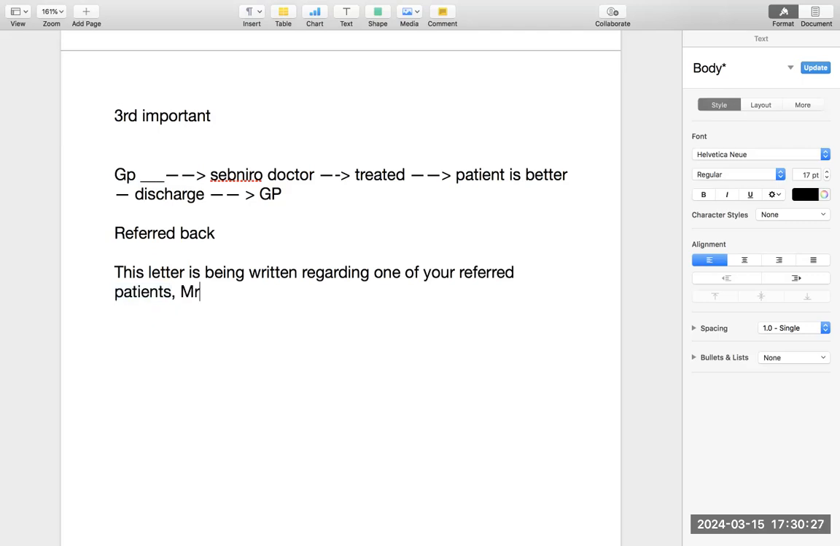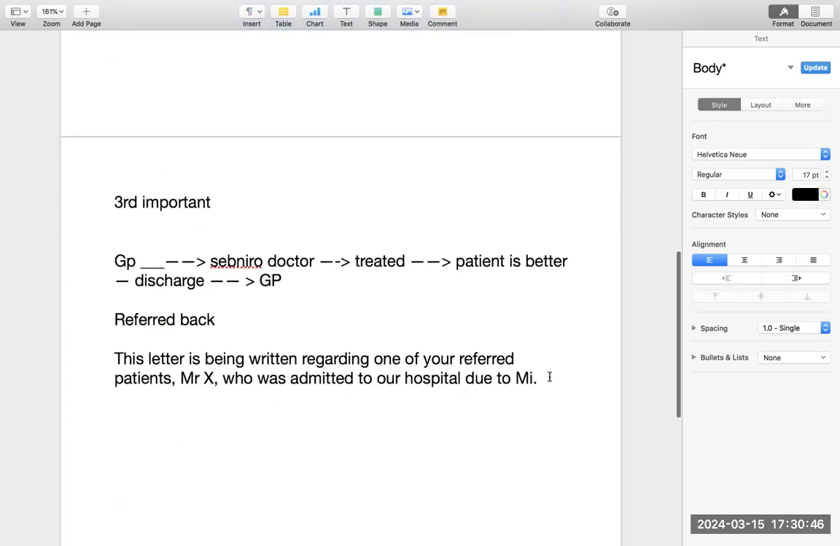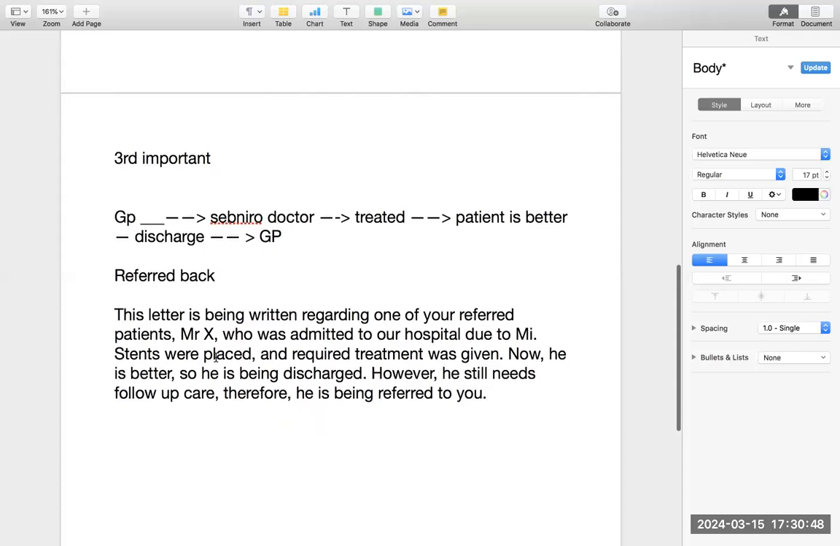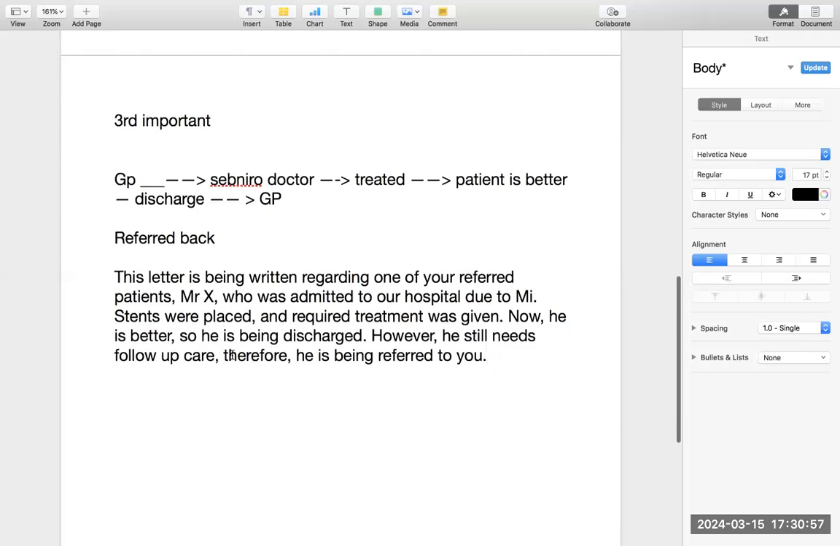Mr. X, who was admitted to our hospital due to MI. The rest I can copy paste because the rest of the things are happening in the same way. Copy, paste. So stents were placed. After admission, stents were placed, required treatment was given. Now he is better, so he is being discharged. However, he still needs follow-up care. Therefore, he is being referred to you.